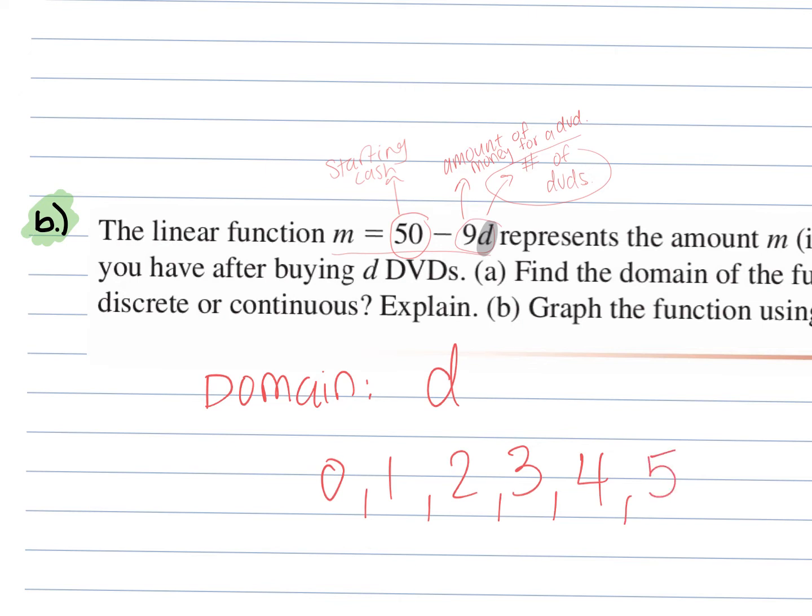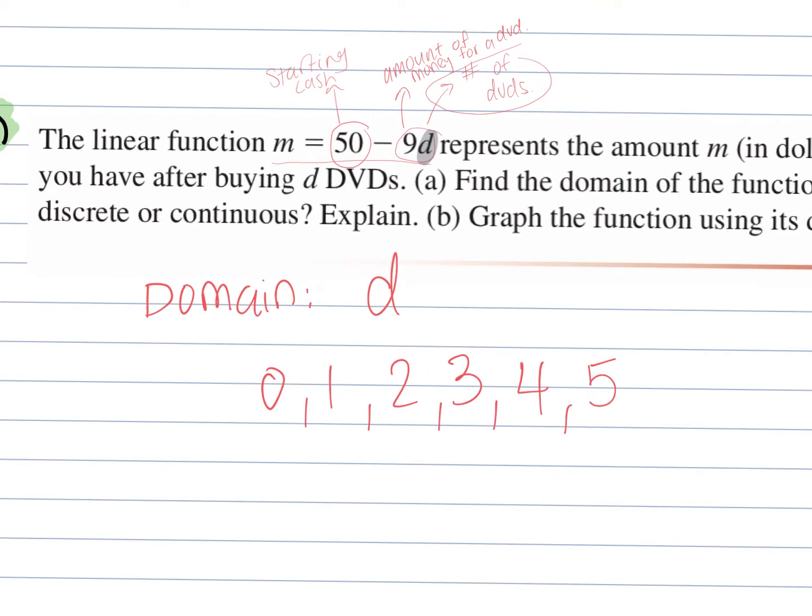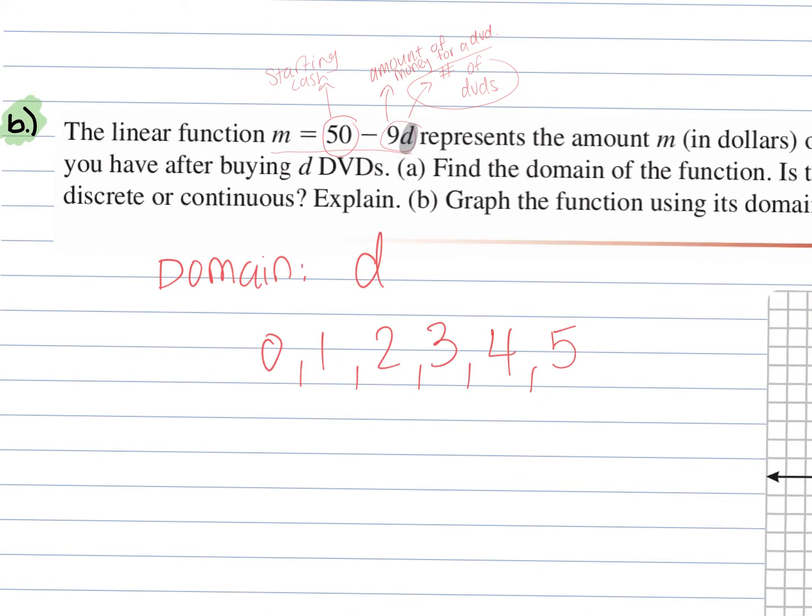How much would it cost to buy 5 DVDs? $45. Do we have enough money to cover $45? Yeah. Could you buy 6? No, because it goes over our starting cash. So we're only going to buy 0 through 5 DVDs. Could you buy half of a DVD? Could you walk into the store, break the DVD in half, and only pay for half of it? No, they'd probably kick you out.